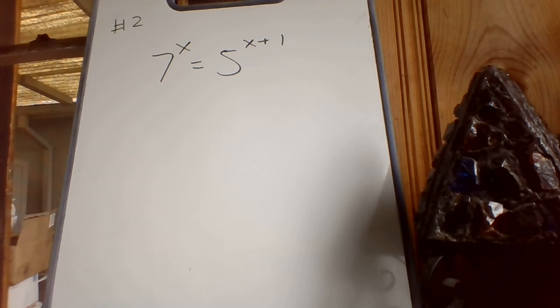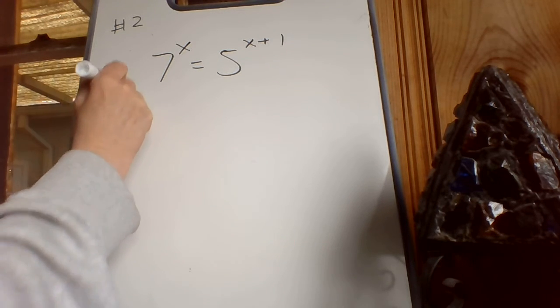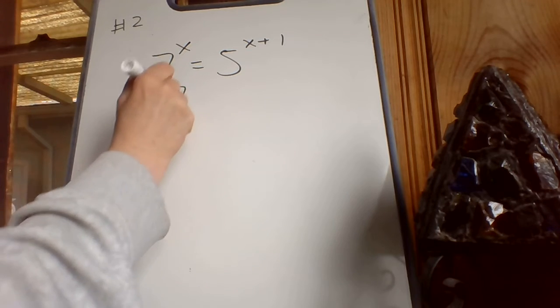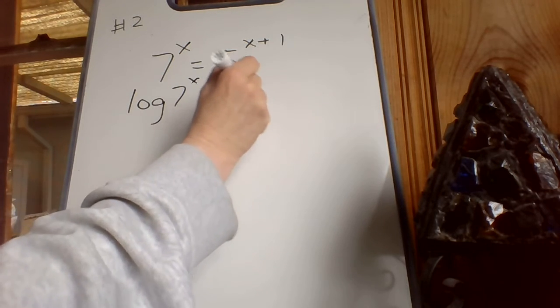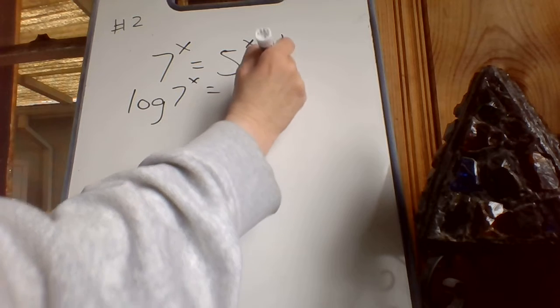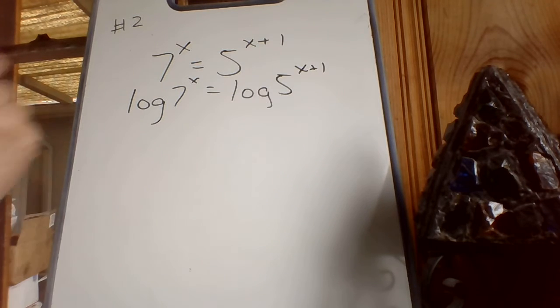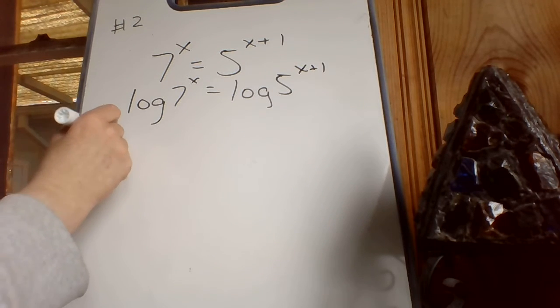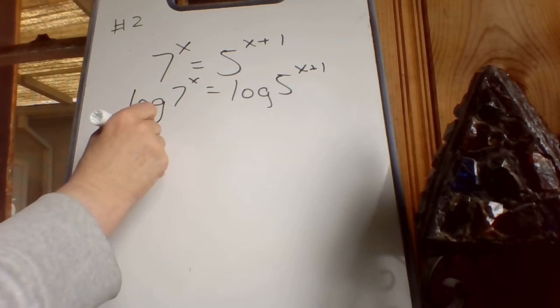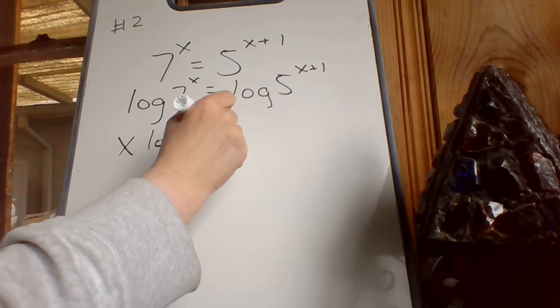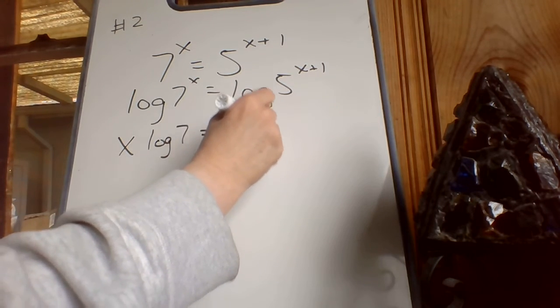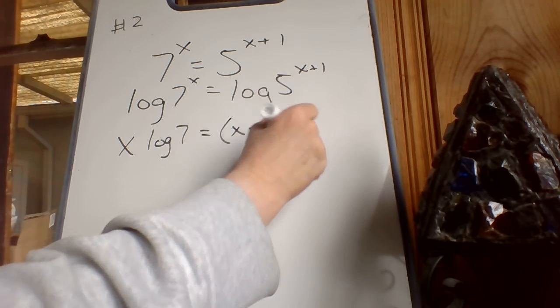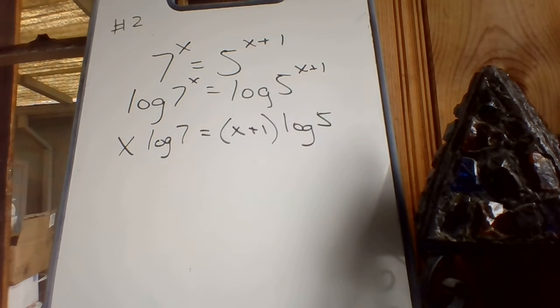And the idea is I use logs first. So write a log on both sides. And the log will get the exponents down from the exponent because it gets to multiply down in front. So I just used logs to get the exponents out of the problem.